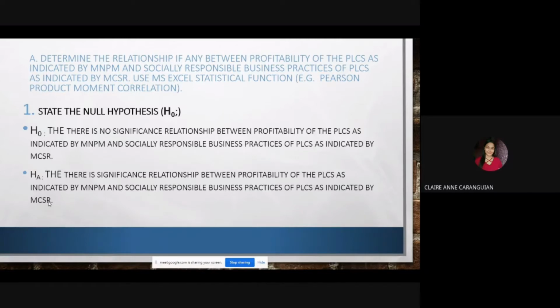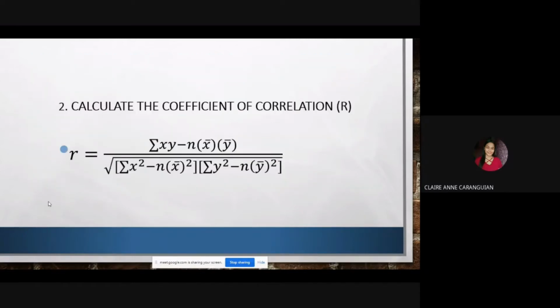Next slide. So number 2, calculate the coefficient of correlation. Before we get the coefficient of correlation, or R, we will use this formula.